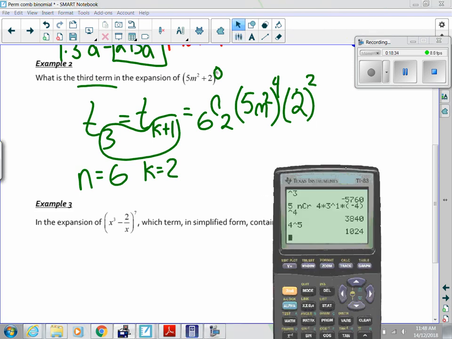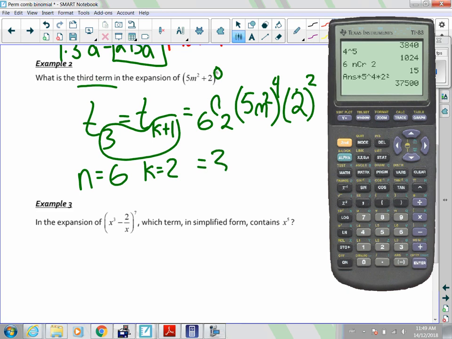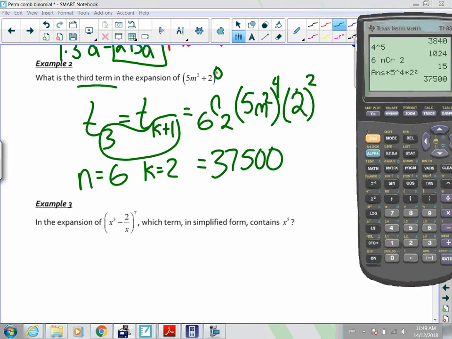Now we just push buttons on our calculator. So 6 math NC2 times 5 to the 4th times 2 squared is 37,500. And then it's going to be m to the 8.